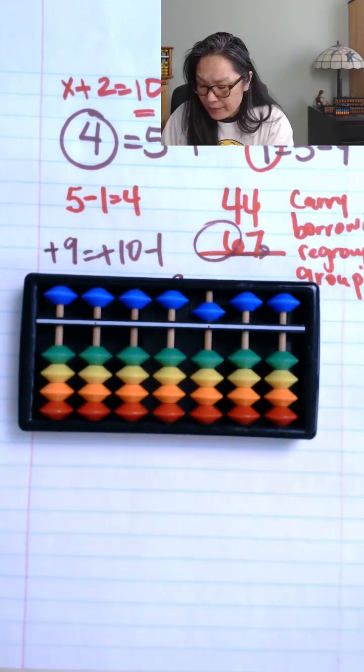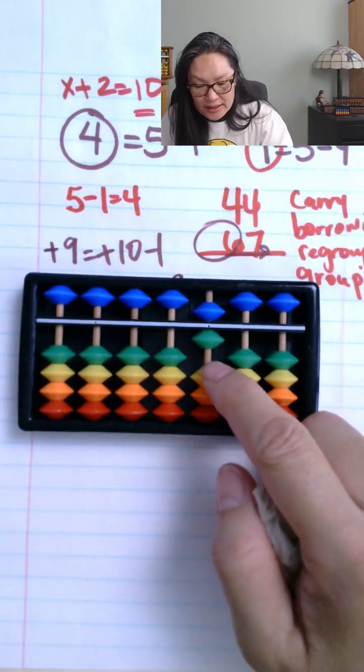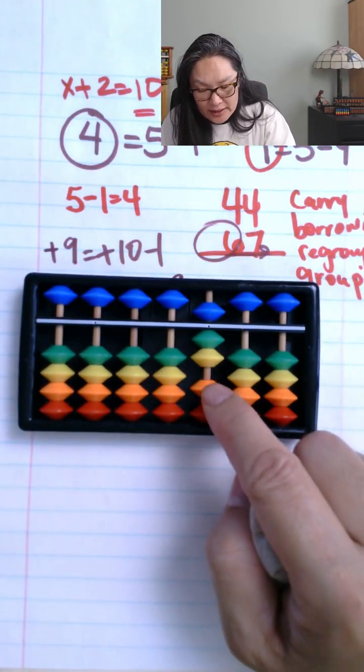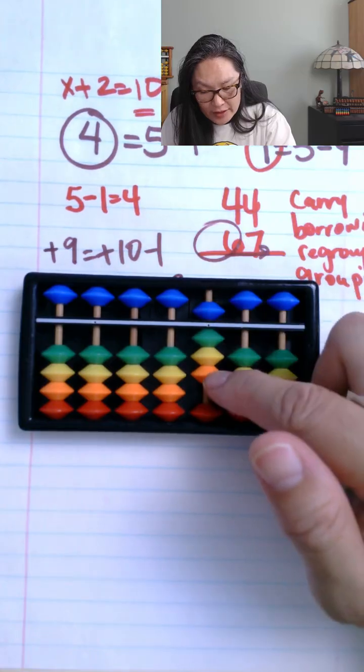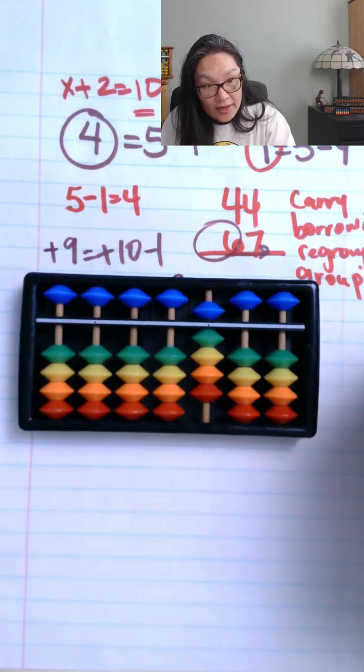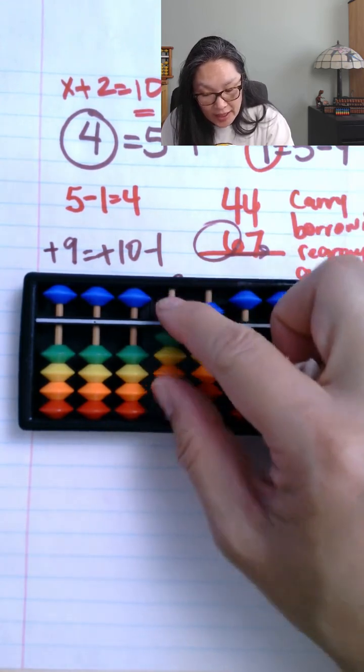Because this is 5, we can add 6. After 6 is 7. After 7 is 8. So we have 5 and 3. 5 plus 3 is 8. And then we have 9. 5 plus 4 is 9. So we have 9. This is 9.